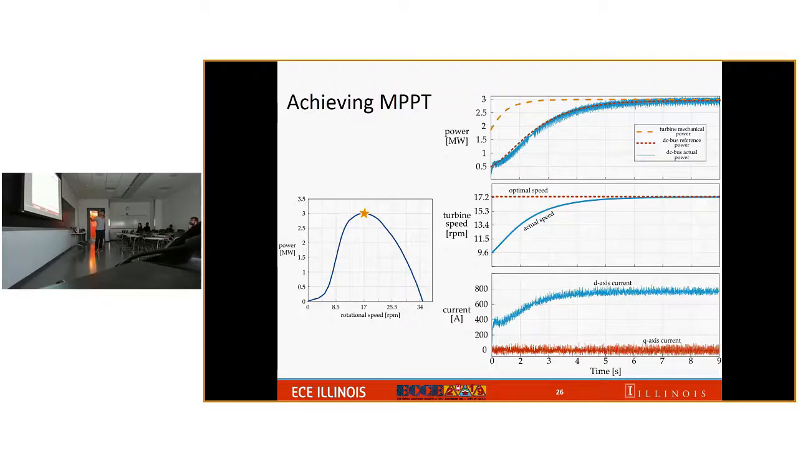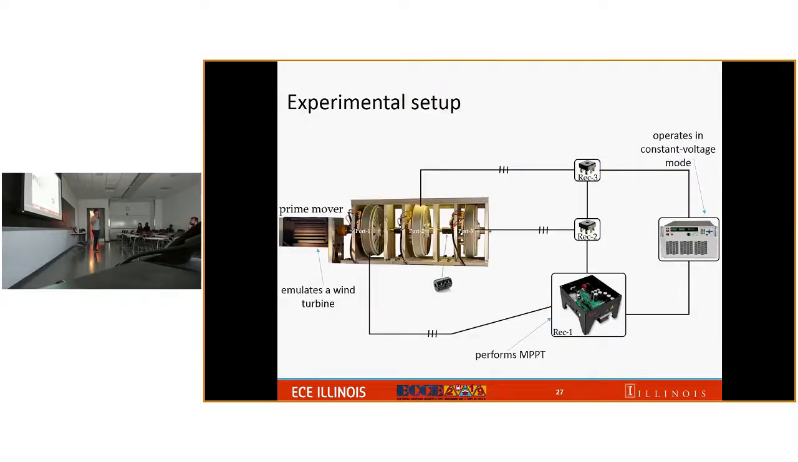And this is how the current looks. We successfully keep the Q-axis current at 0 for unity power factor operation. And the D-axis current is adjusted by the current controller in order to achieve the maximum power point. So in simulation, we succeeded in illustrating our method. And we go to an experimental setup.